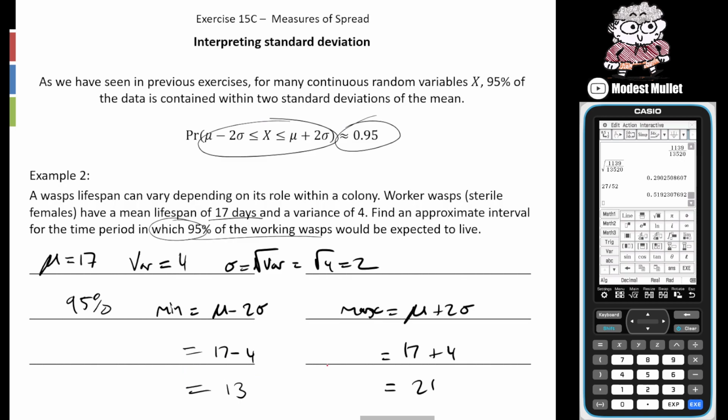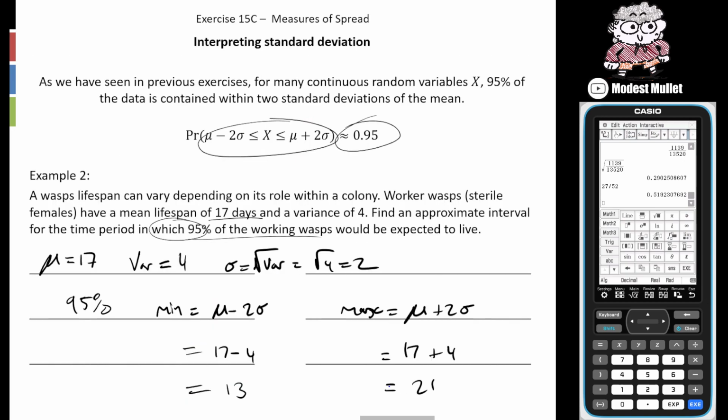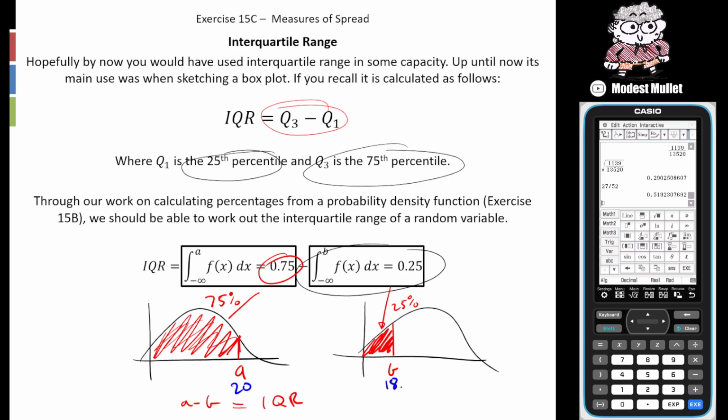So in our previous example, I'm not saying these are the numbers, but this may have turned out to be that A is 20, and B, the expected value was 17, wasn't it? So let's say 15. Turns out that less than 75% is 20, less than 25% is less than 15, so the interquartile range will be 20 take away 15 is equal to 5.